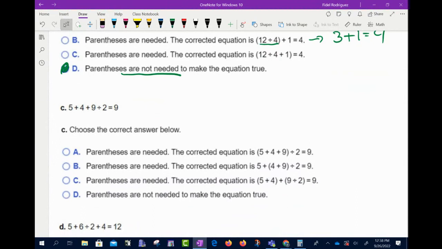All right. So again, if I look at the next one here, it says choose the correct answer below. 5 plus 4 plus 9 divided by 2 equals 9. So again, y'all, if I didn't do any parentheses, the first thing I would have to do is take 9 and divide it by 2, but that's not going to go in nice and neat. So I know that I'm going to need some parentheses here. Let's see. If I were just to go left to right without the division, 5 plus 4 is 9, plus another 9 is 18. And if I took 18 and divided by 2, that would give me 9. So I need to group the first 3 numbers. So that would be A, okay?